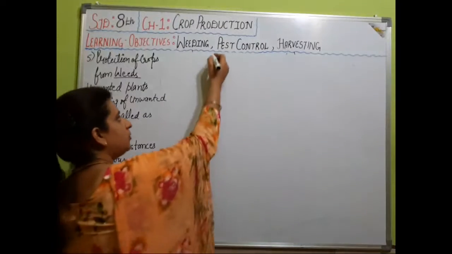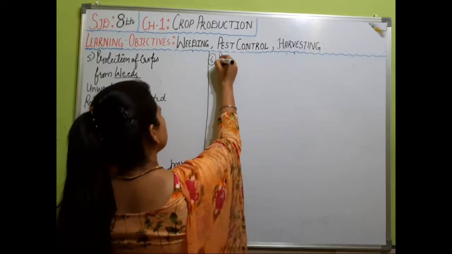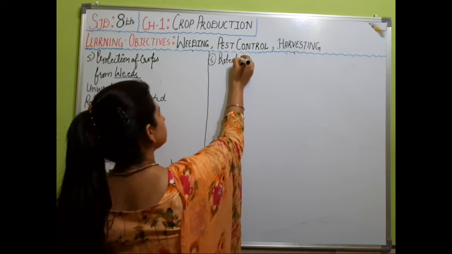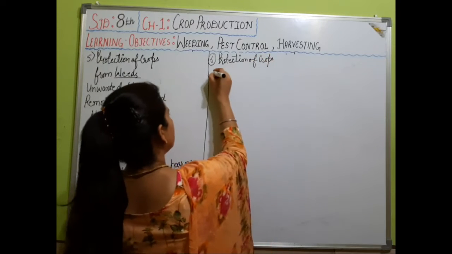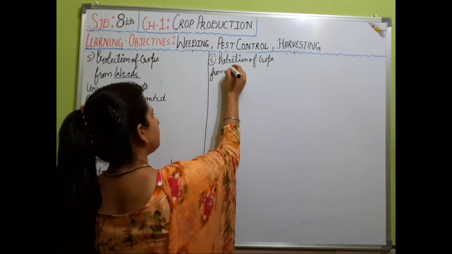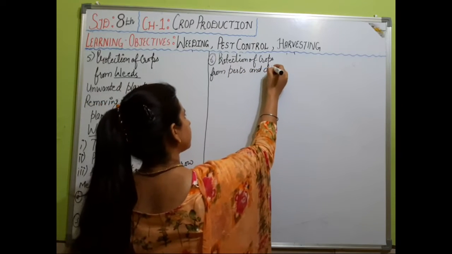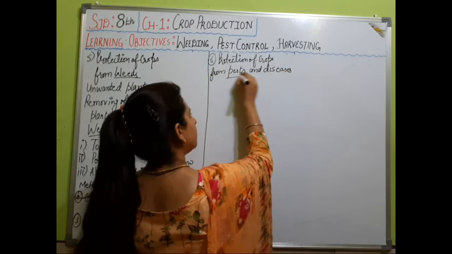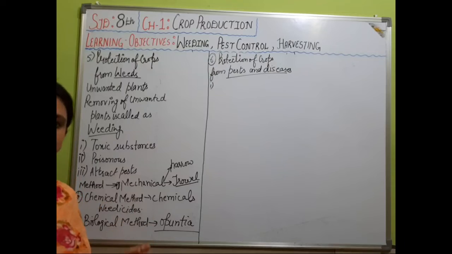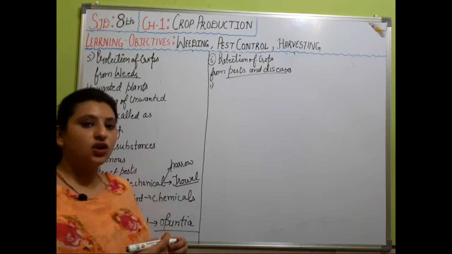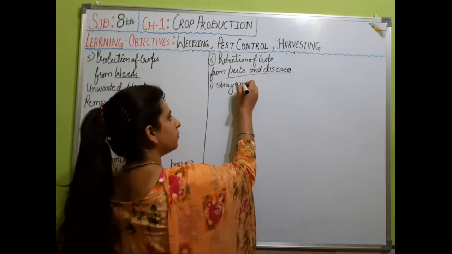Now the second practice for the day, which is the sixth practice, is protection of crops from pests and diseases. It is also a very main step. In this we are going to discuss a number of things. First, protection from stray animals. If we go for protection from the stray animals, then what can we do?